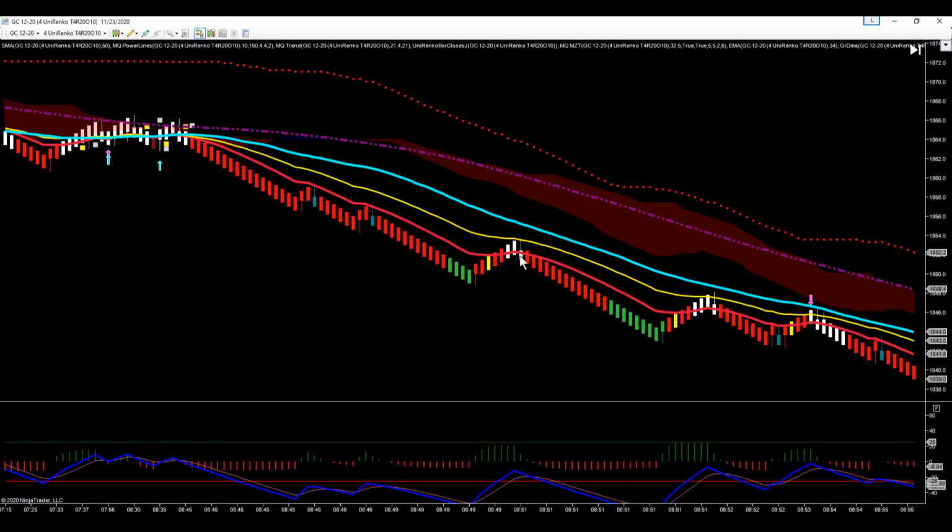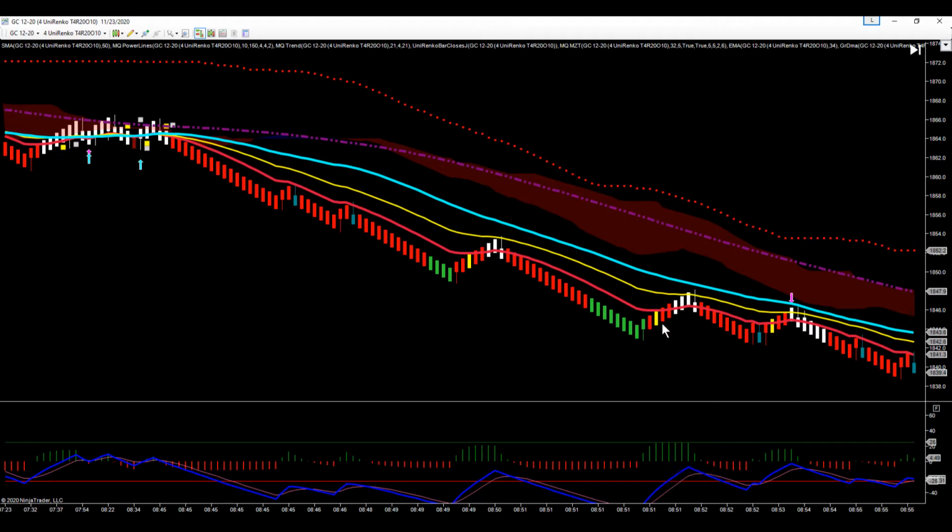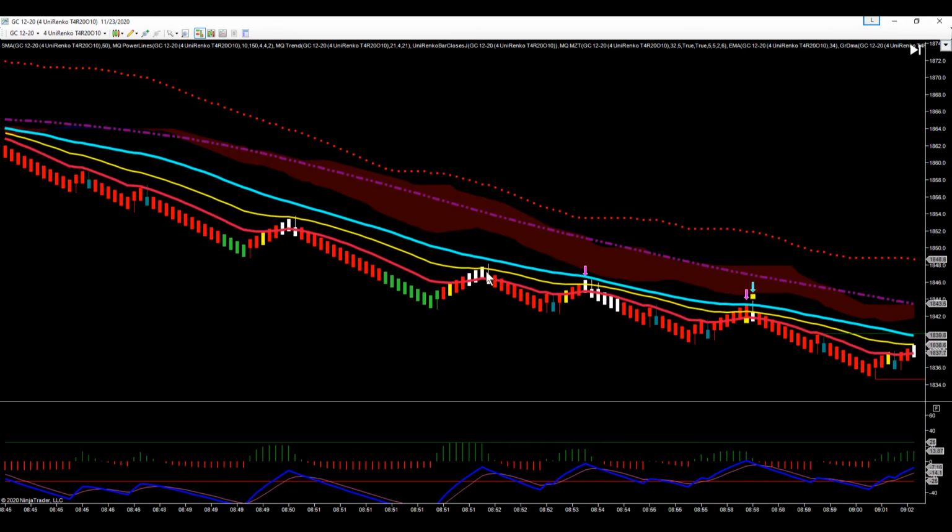We made the pullback, set up the wick off the 34 for another push to the downside. If you took that particular setup, your entry would have been around 1851.40. Exit depends on how you're trading this. Again, you got extended. First reversal bar would have had you out around 1845, so another $500-600 potential there. If you took this wick off the 34, you would have had a couple $100 on this one.